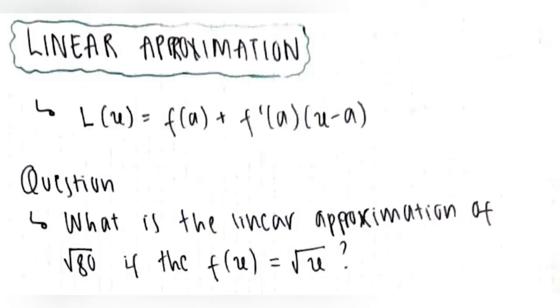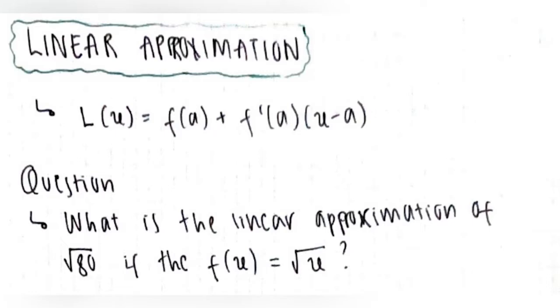For a brief explanation, linear approximation is a function of x. It is for calculating things approximately if we don't have a calculator. So the formula is linear approximation equals f of a plus the derivative f prime of a times x minus a.